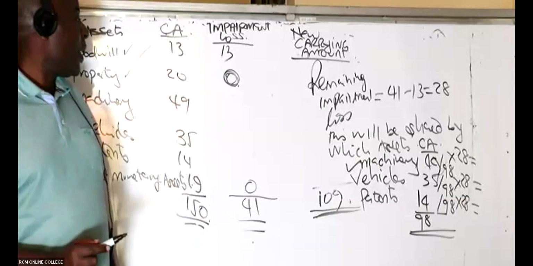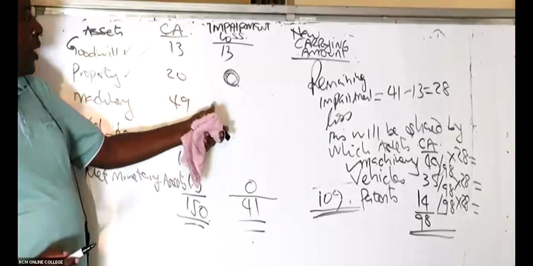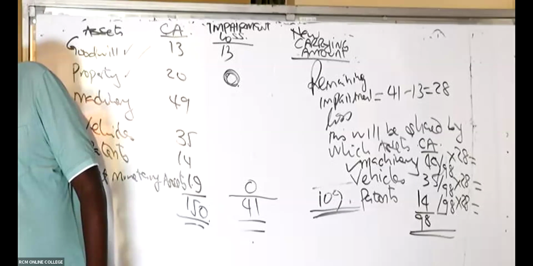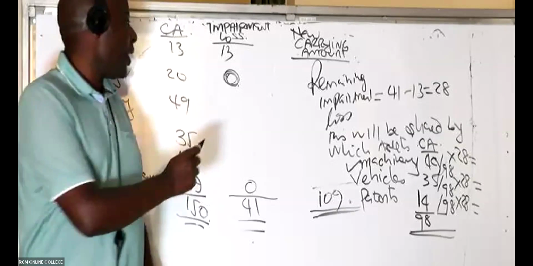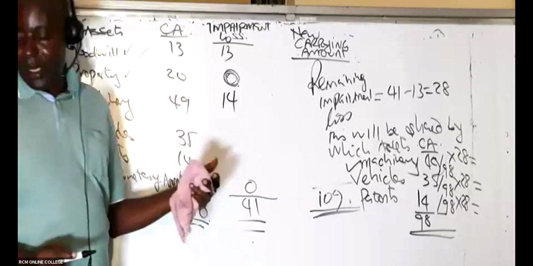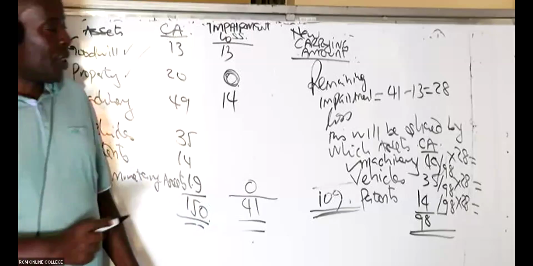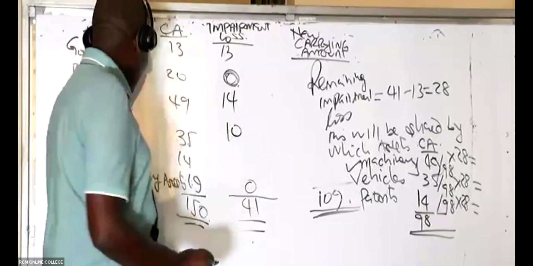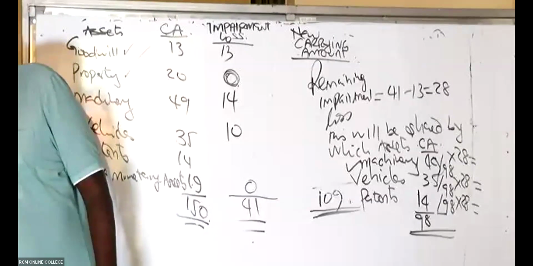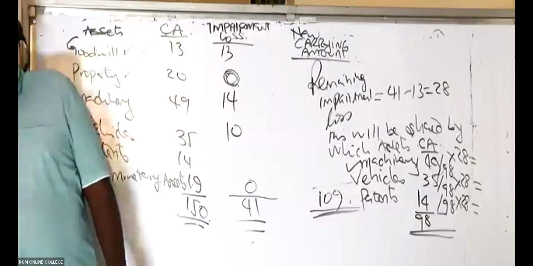So what do we have here for machinery? 14. Machinery 14. How about vehicles? Vehicles is 10. And then we have patents. Patents is 4. Thank you very much.